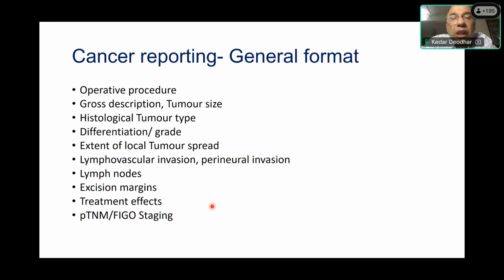So in a general pro forma cancer reporting, we look at the operative procedure, the gross description, tumor size, histological tumor type, differentiation or the grade of the tumor, extent of the local tumor spread. By that we mean T stage, LVI, lymphovascular invasion, perineural invasion, lymph nodes, as many nodes as possible, how many are metastatic and how many are reactive, margins, treatment effect in a specimen where the patient has received preoperative chemotherapy or radiation therapy, and of course the staging.